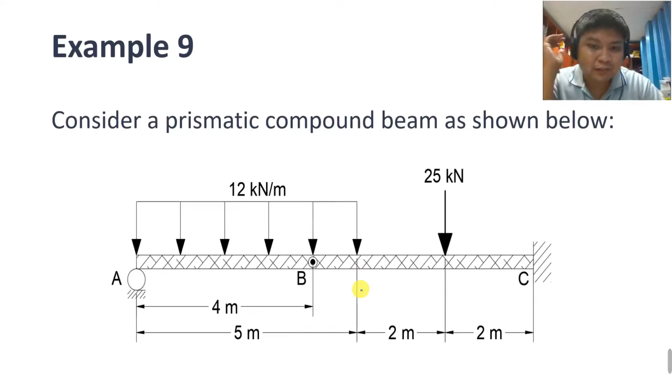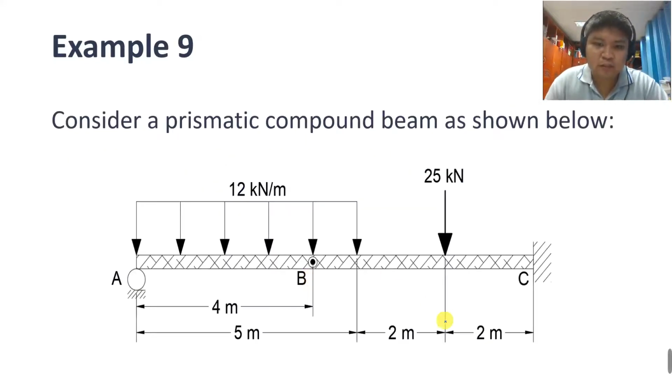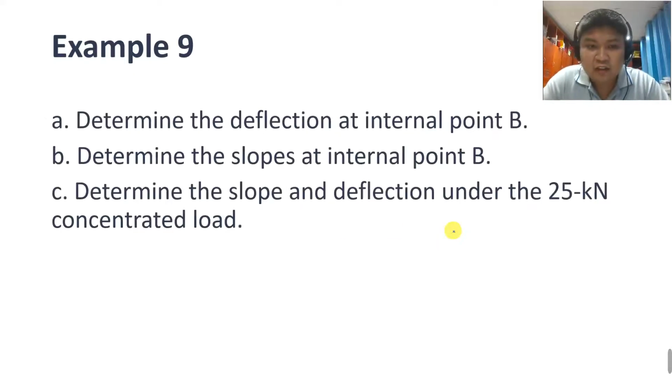Yung una, consider the prismatic compound beam as shown below. Ibig sabihin, prismatic siya, kaya lang may internal pin class sa point B. Unang tanong, determine the deflection at internal point B. Pangalawa, determine the slope at internal point B. And yung pangatlo, determine the slope and deflection under the 25 kN concentrated load. So, yung point B is the internal pin, and nandito yung 25 kN class.